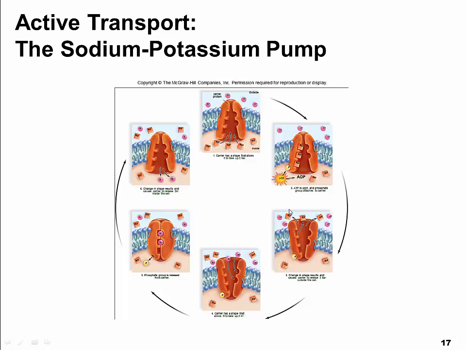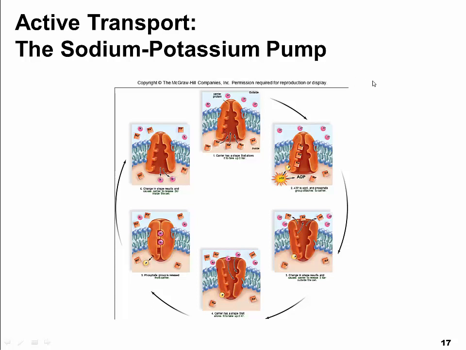The 1, 2, 3 sodiums are pumped outside the cell, and at this point, no additional energy is required. 2 potassiums enter the sodium-potassium pump, binding to the binding site there, and then it rocks back to its original position, losing this phosphate as it goes, dropping off the potassiums, as you can see here, inside the cell, and the whole thing happens again.